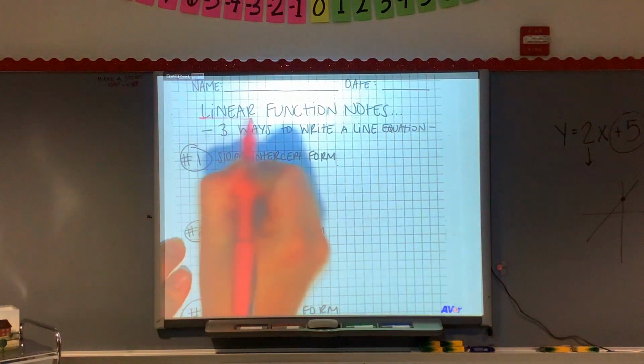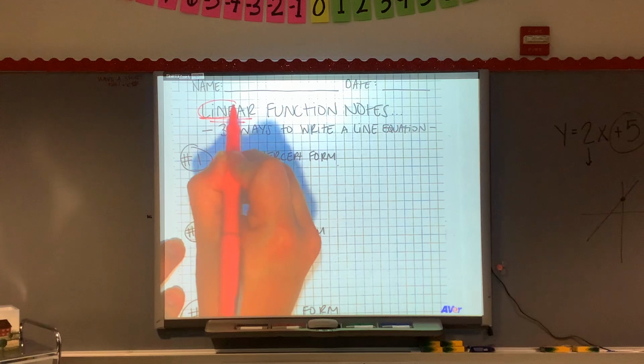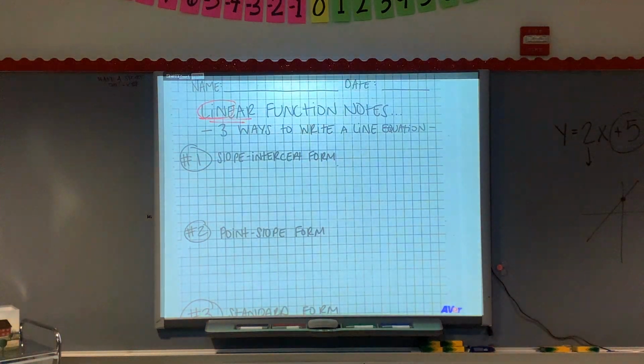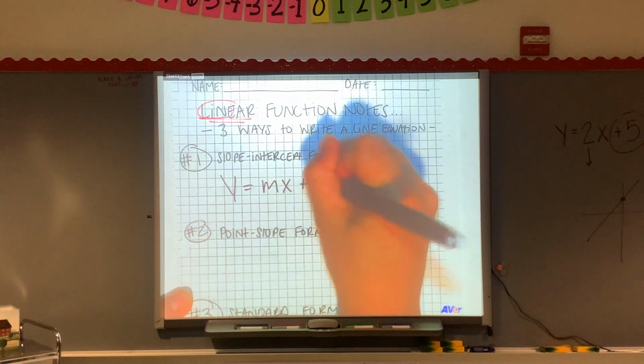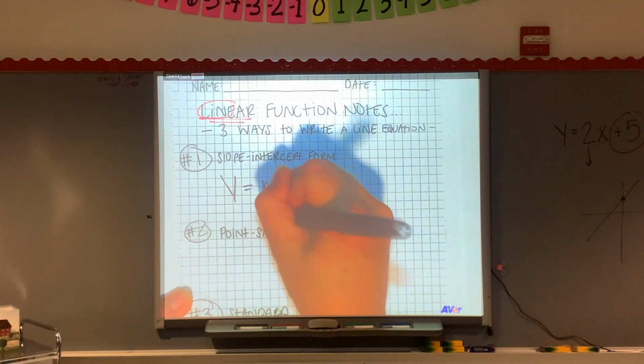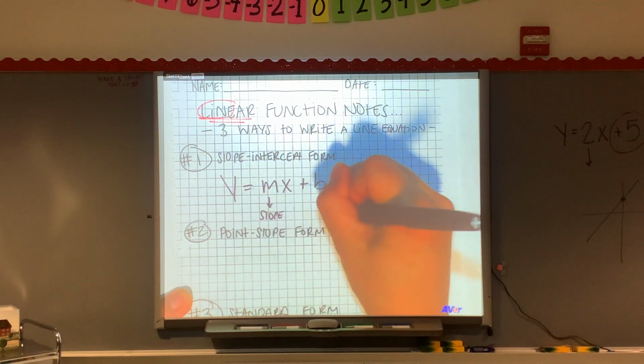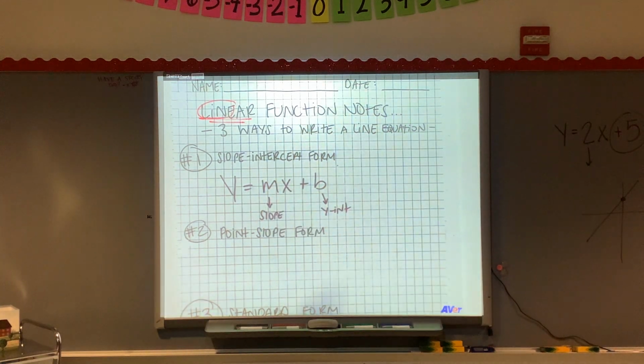Linear functions are lines. That's why it has the word line inside of it, and that's pretty much what we've been dealing with for a long time now. We were just using this thing called slope-intercept form, which was y equals mx plus b. The m was the slope, the b was the y-intercept.